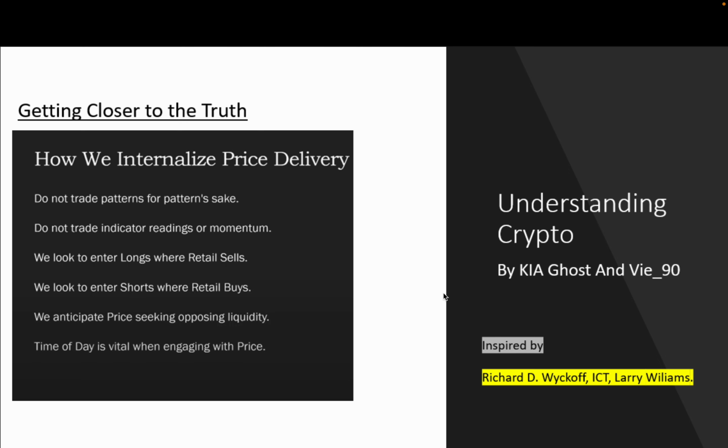And I'm going to get further in depth with this. We anticipate price seeking opposite liquidities. Time of day is vital when engaging with price. Because if you look at your charts, you see that there is what? Time and price.